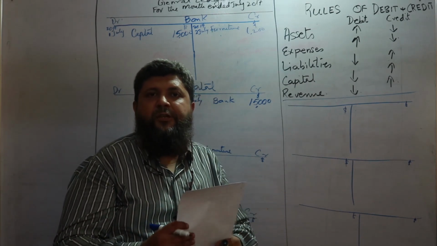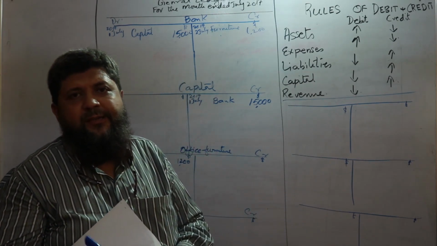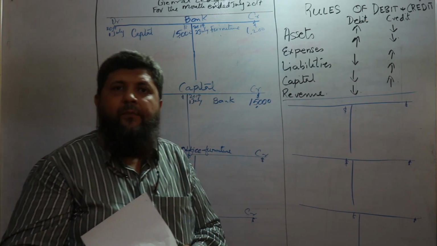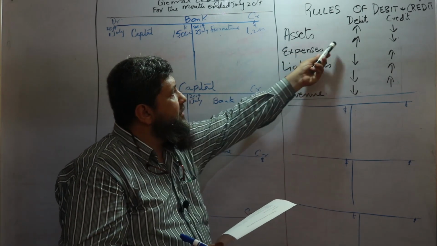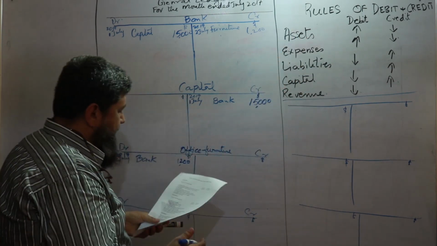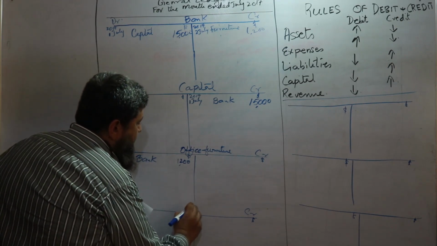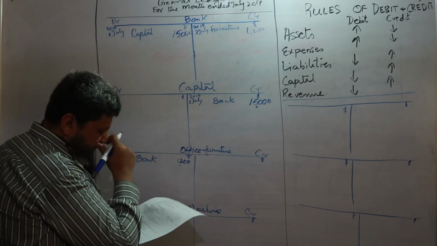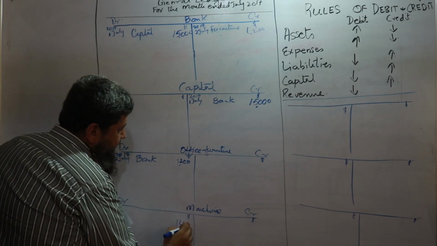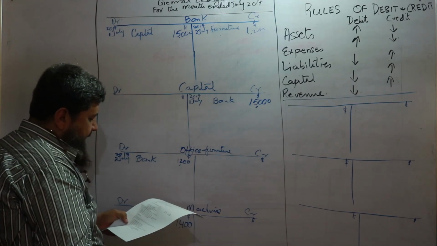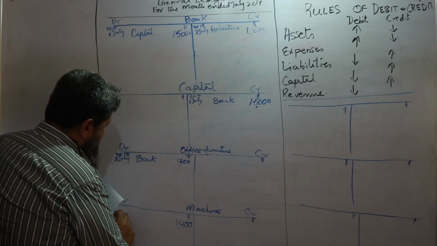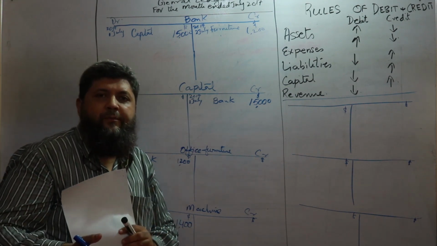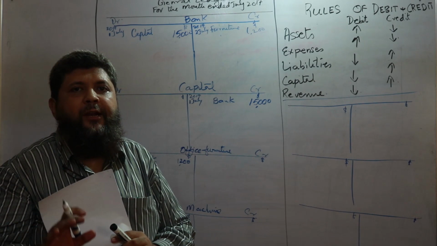Bought machinery. Machinery is an asset, and assets, whenever they increase, should be posted on the debit side. Assets increase, so debit. So what did we do? We opened an account for machine, and we have posted machine 1400 like here. On which date? 3rd of July 2017.